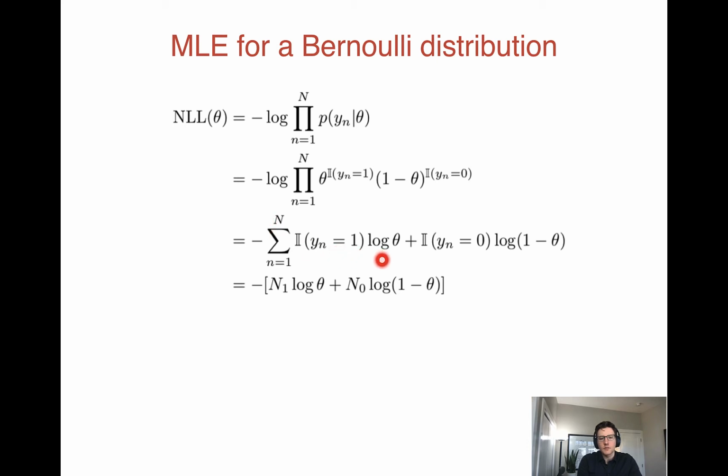So notice that a lot of these terms are the same. We get this term of log theta whenever y is 1, and this term of log 1 minus theta whenever y is 0. So we can simplify this by asking how many times do we get this first term? Well, we get it n1 times, where we defined n1 to be the number of ones, and n0, same thing for zeros. So this is our expression for the negative log likelihood. We've gotten rid of the sum, which is going to make things a little easier.